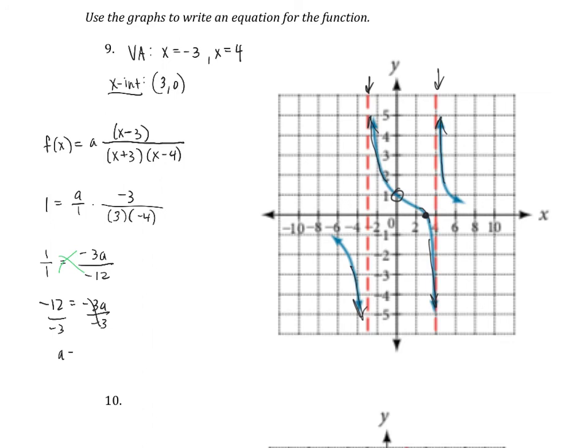Not -4. Should be +4, right? The two negatives cross out. All right, so a equals +4. Okay, so now we have f of x equals 4 times (x minus 3) over (x plus 3)(x minus 4). Okay.